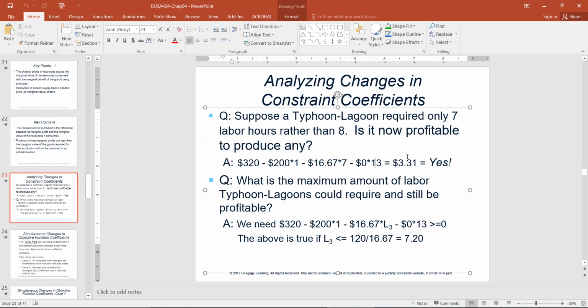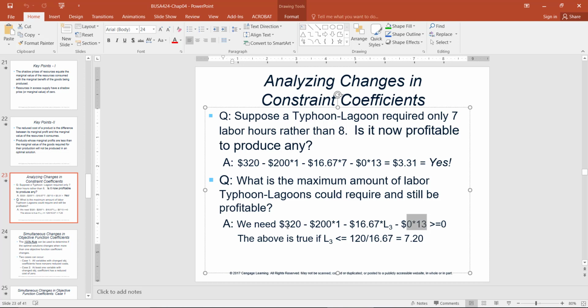If we calculate this number, we get a positive number. That means that producing the new product is profitable, so we can produce this product. But let's say we want to change one of these coefficients of the constraint to find the threshold that makes this product feasible. For example, let's look for the maximum number of labor hours that makes this product profitable. Let's say this product still uses 1 pump, and still uses 13 hours of tubing.